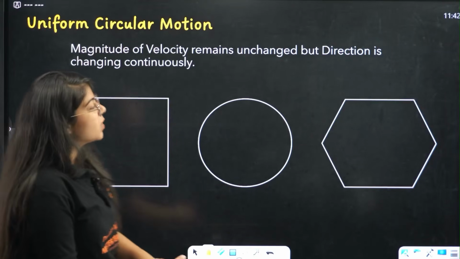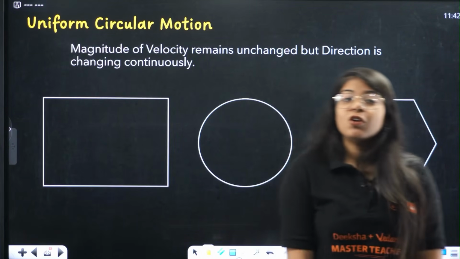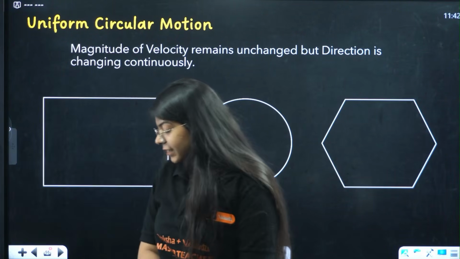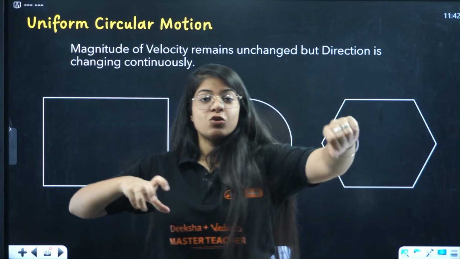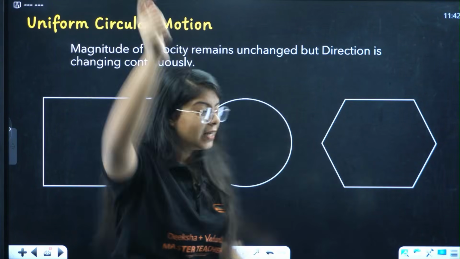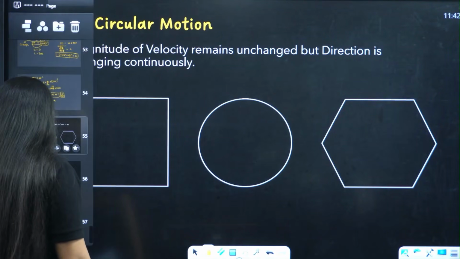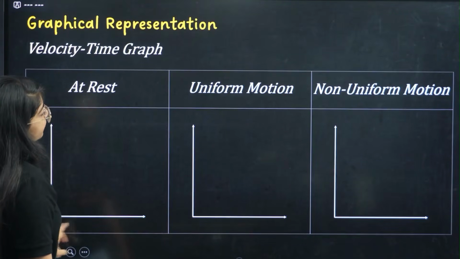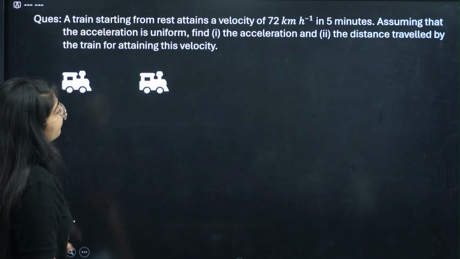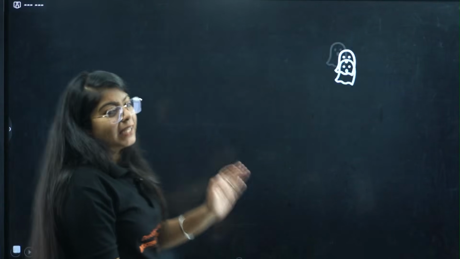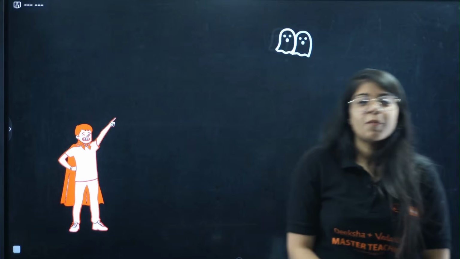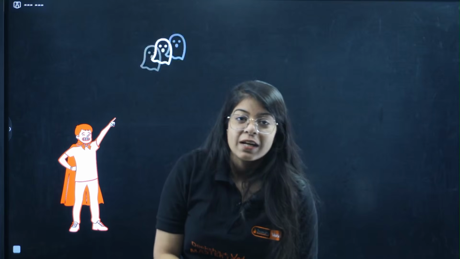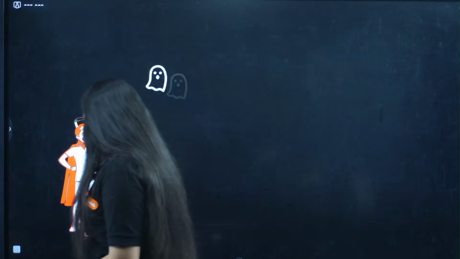Yes, uniform circular motion. Magnitude of velocity remains unchanged, but direction is continuously changing. What is this? I don't have any thread, but let's say you have a thread and you tied a stone with it and you start rotating it. Then that motion, my friend, is circular motion. You know how to summon a ghost, and you do like this, the ghost is moving in a circular motion. This motion is called circular motion.